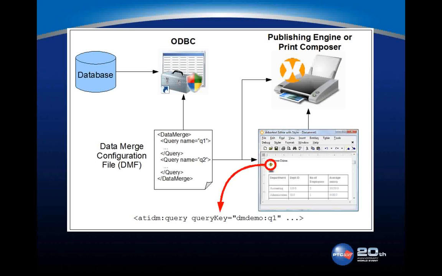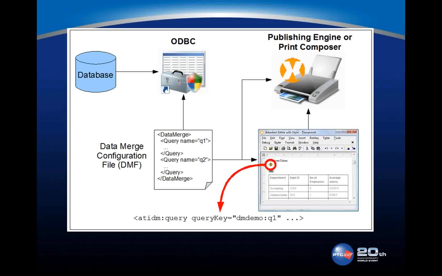All right, so this is just a sort of a flow chart that shows how the pieces fit together. In the upper left, you've got your database. This communicates with Arbortext through a technology called ODBC, which I'll talk about more in a minute.